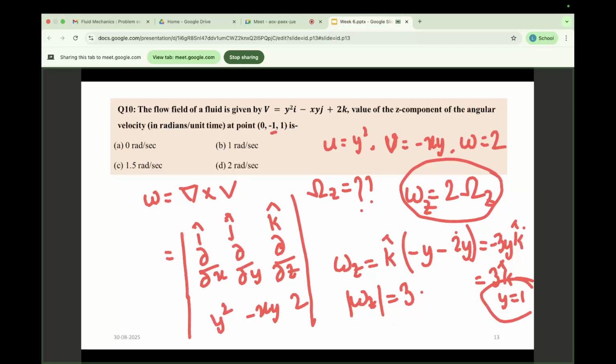So as its magnitude is 3, I can write omega z is omega z by 2. So that is 3 by 2, which is 1.5 radian per second. So our correct answer is option C. So you understand this concept? I think so.